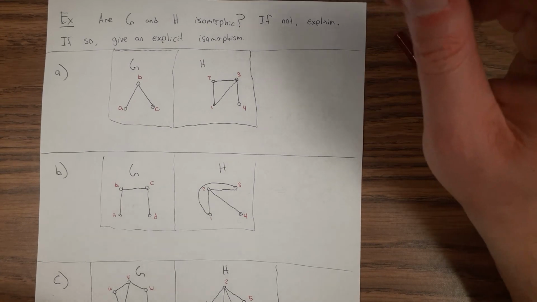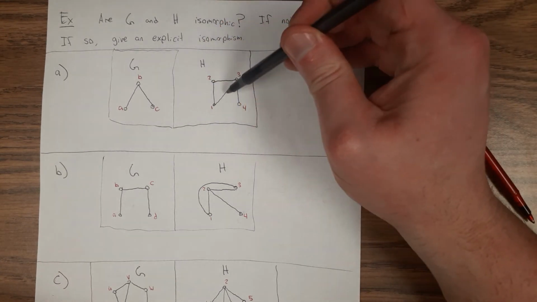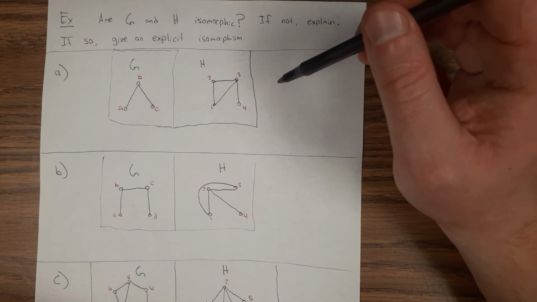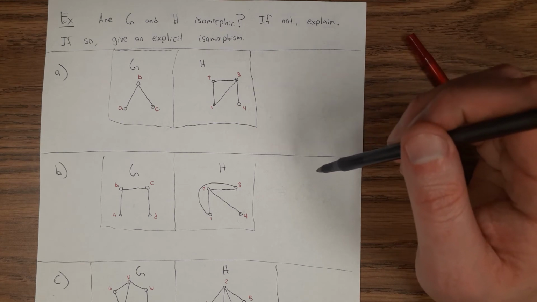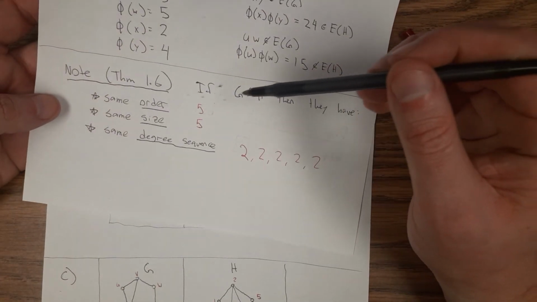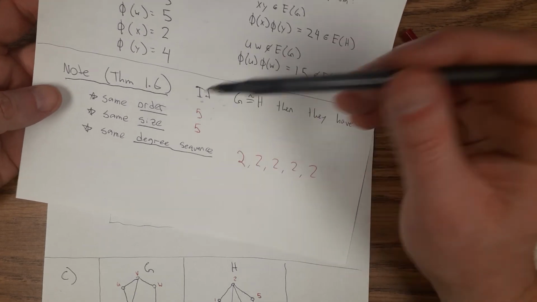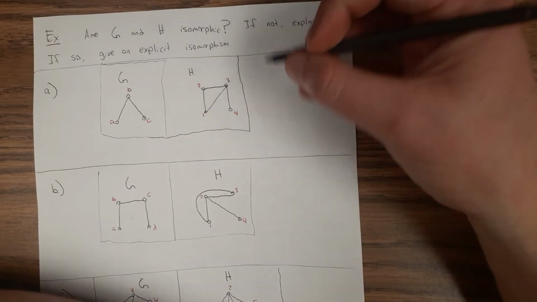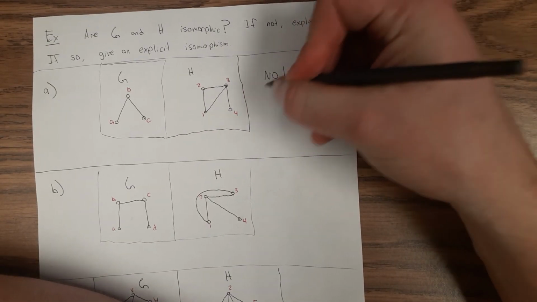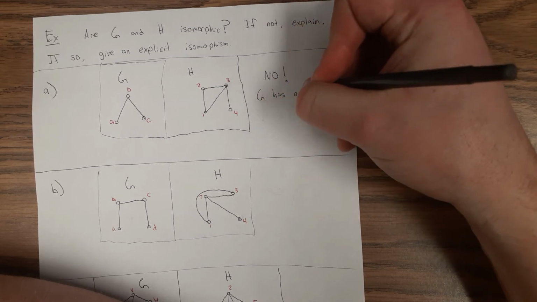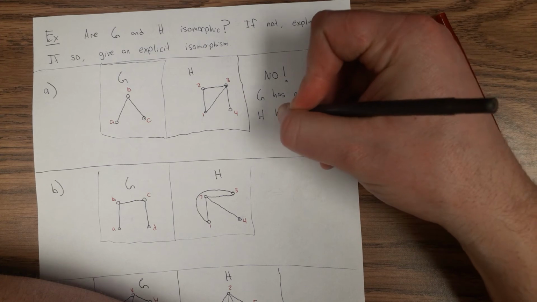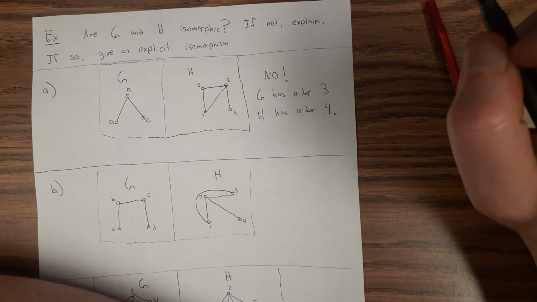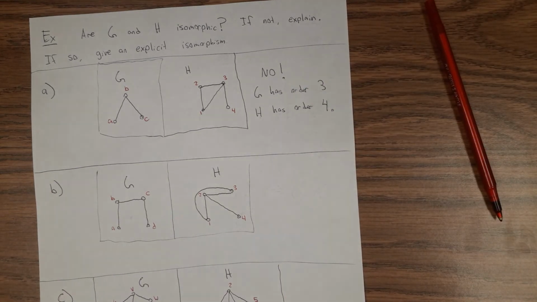So we're starting this pretty easy here. These two graphs are not isomorphic because they don't have the same order, right? We just said in theorem 1.6, two isomorphic graphs always have the same order. This one has order 3, this one has order 4. That is an explanation. The answer was no, and we provided an explanation.